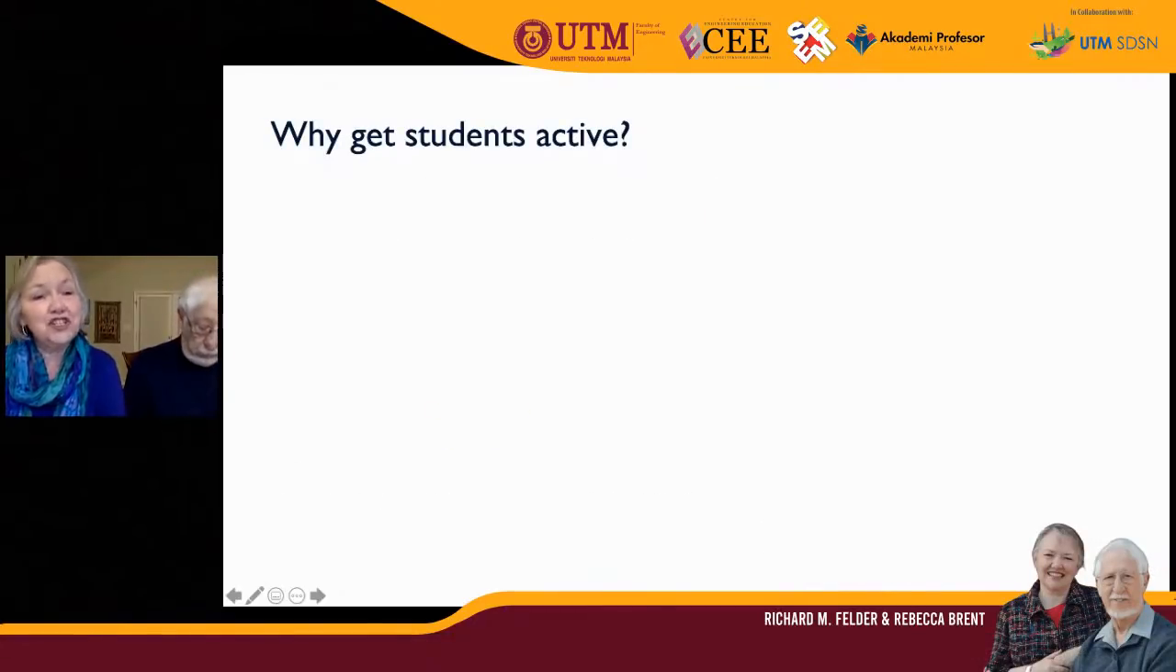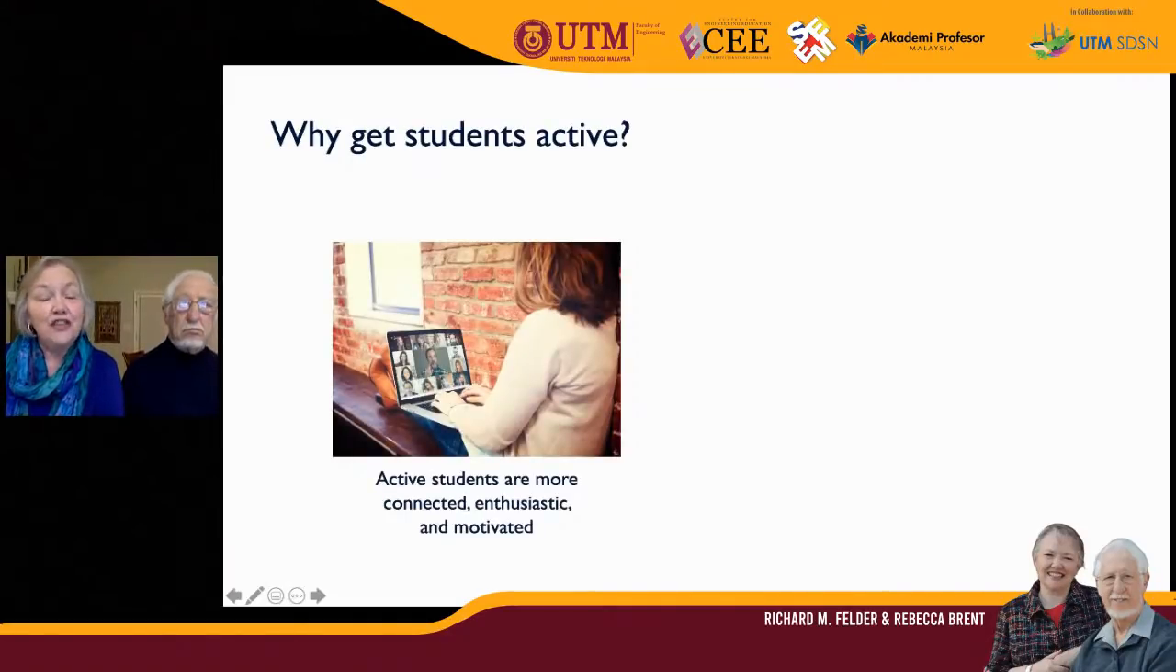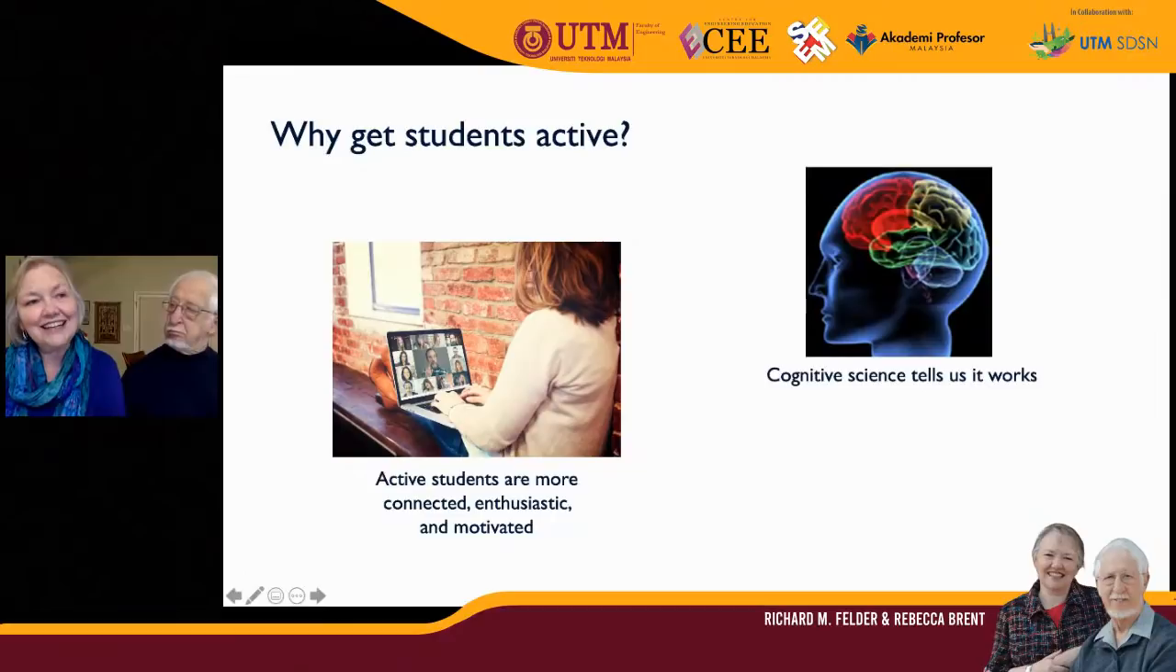So why, Rich shared with you a little bit about why we want to get students active. The first and most important thing is that a student is more connected, enthusiastic, and motivated when they have things to do, when they're engaged with other students and with us. The second is that cognitive science tells us it works. Students learn by doing things, not just passively receiving information. And so in our classes, as much as possible, we want to be getting them active.